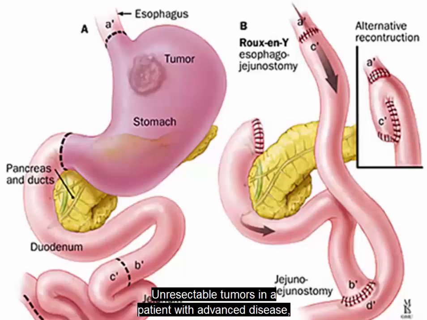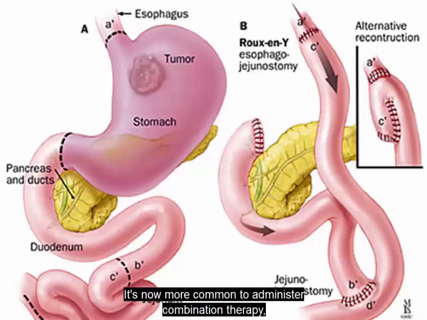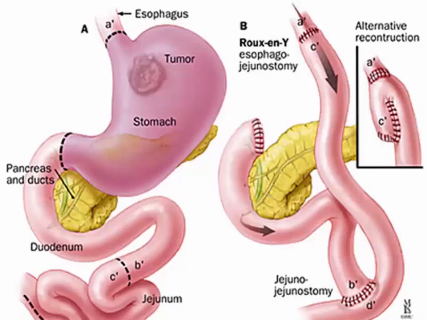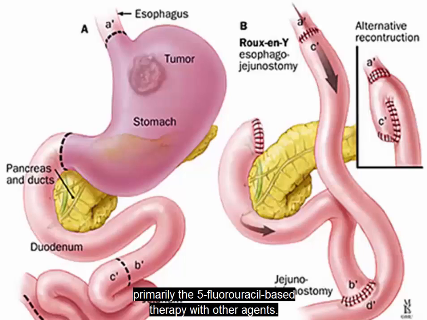For unresectable tumors in a patient with advanced disease, chemotherapy uses a single-agent chemotherapeutic medication including 5-fluorouracil, cisplatin, doxorubicin, and mitomycin. It's now more common to administer combination therapy, primarily 5-fluorouracil-based therapy with other agents.